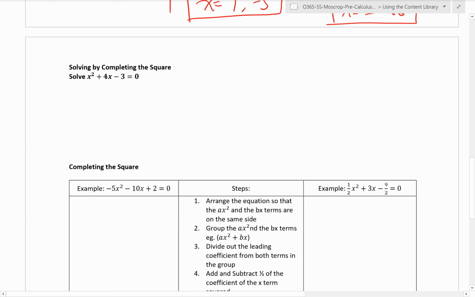Okay, so here are the steps. I'm going to follow the steps. It says arrange the equation so that the ax squared term and the bx term are on the same side. So we are going to put these two together, so they're on the same side. And then it says group the ax squared, whoops, there's an a missing here, and the bx terms. So we're going to group them together like what I just did there. It says divide out the leading coefficient from both terms in the group. Well, the leading coefficient here is 1, so we don't need to really divide anything here.